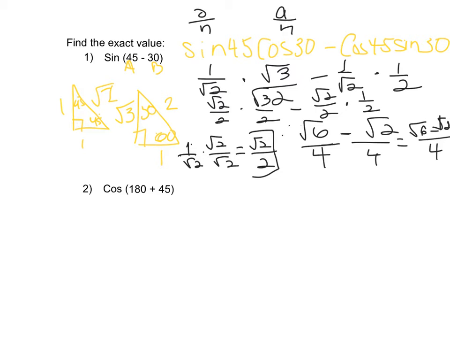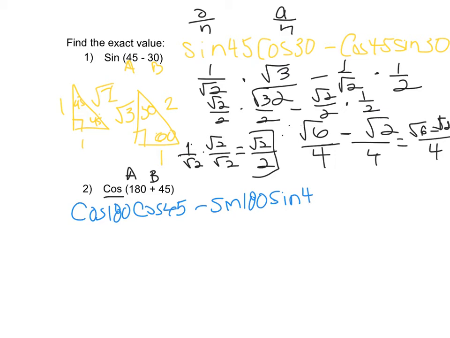So it's cosine now, so I've got to make sure I'm using the cosine formula. And it's addition. So this is my A, and this is my B. When I add with cosine, I'm actually going to subtract. So I'm going to say cosine of 180 times cosine of 45. And then I subtract, I do the opposite of what I would probably want to do. And then I'm going to do the sine of 180 times the sine of 45.